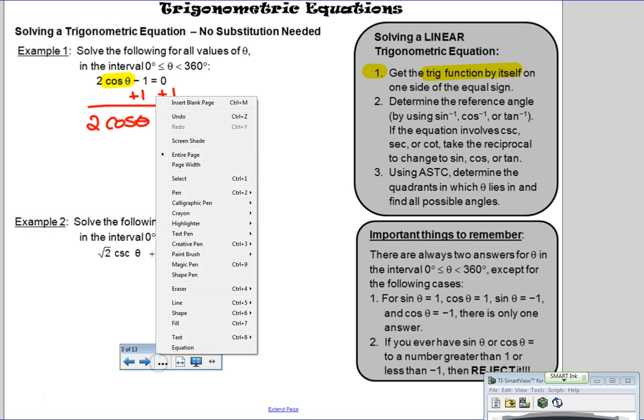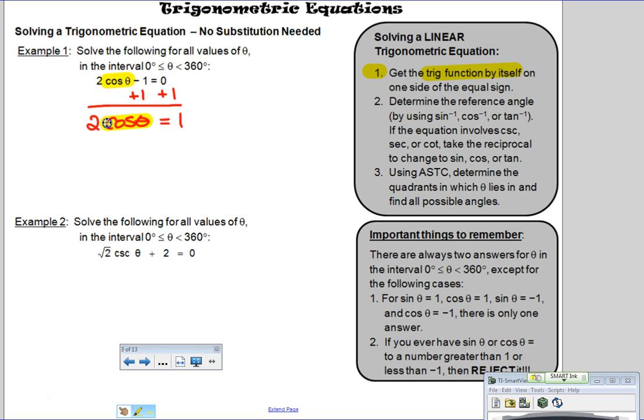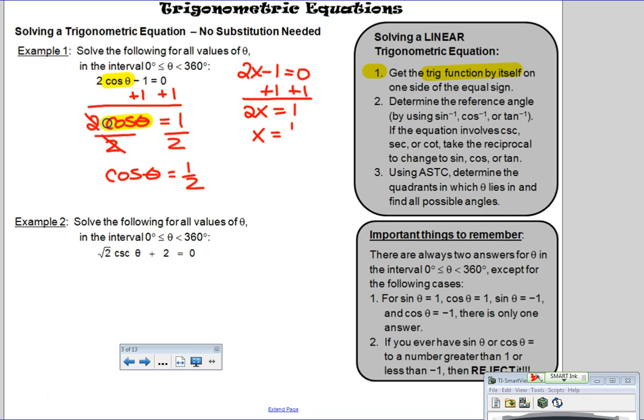And again, I want you to keep in mind, we're trying to first get that function by itself. There it is. And now we're going to divide out the 2. And we get cosine theta equals a half. Now, just as an aside, we're not done yet, but if you wanted to, you could have changed the cosine to an x and solved it with an x first. And that makes it look less distracting. And notice, there it is right there. And then you can substitute cosine back, because we're not done yet.